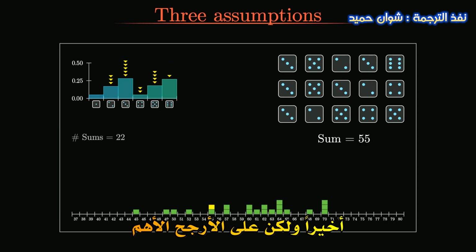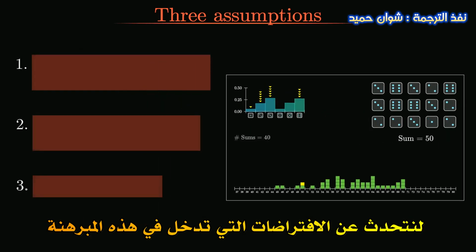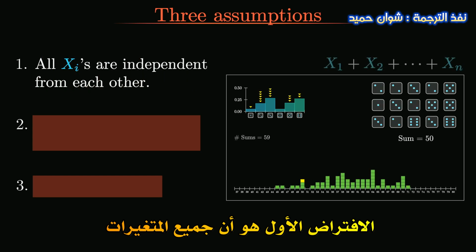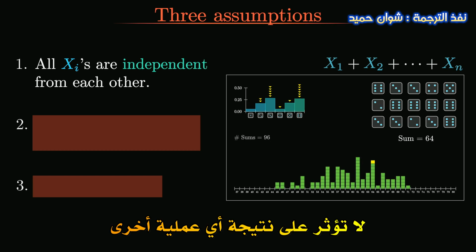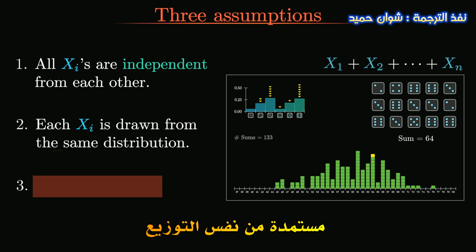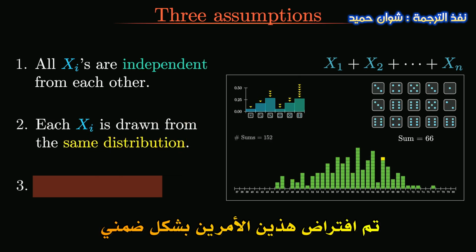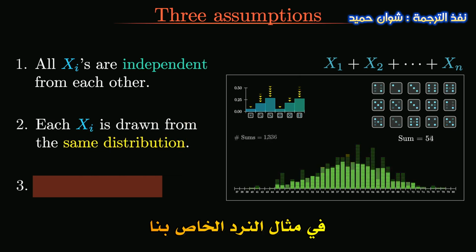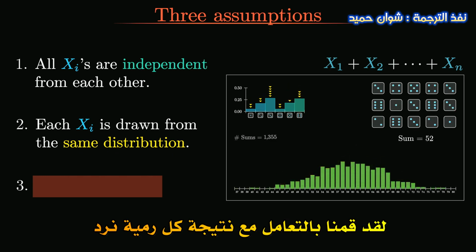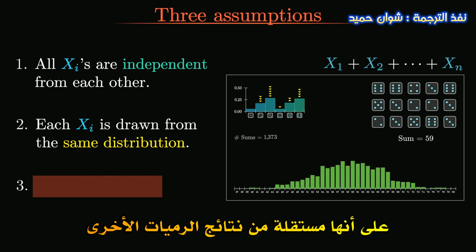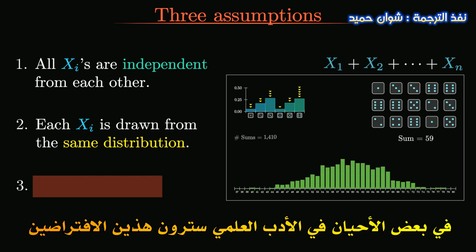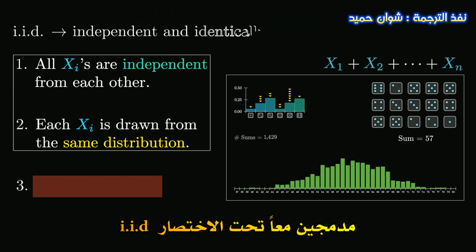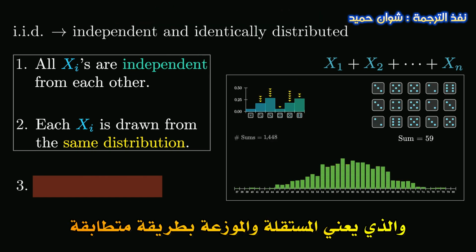Lastly, but probably most importantly, let's talk about the assumptions that go into this theorem. The first one is that all of these variables that we're adding up are independent from each other. The outcome of one process doesn't influence the outcome of any other process. The second is that all of these variables are drawn from the same distribution. Both of these have been implicitly assumed with our dice example. We've been treating the outcome of each die roll as independent from the outcome of all the others, and we're assuming that each die follows the same distribution. Sometimes in the literature you'll see these two assumptions lumped together under the initials IID, for independent and identically distributed.